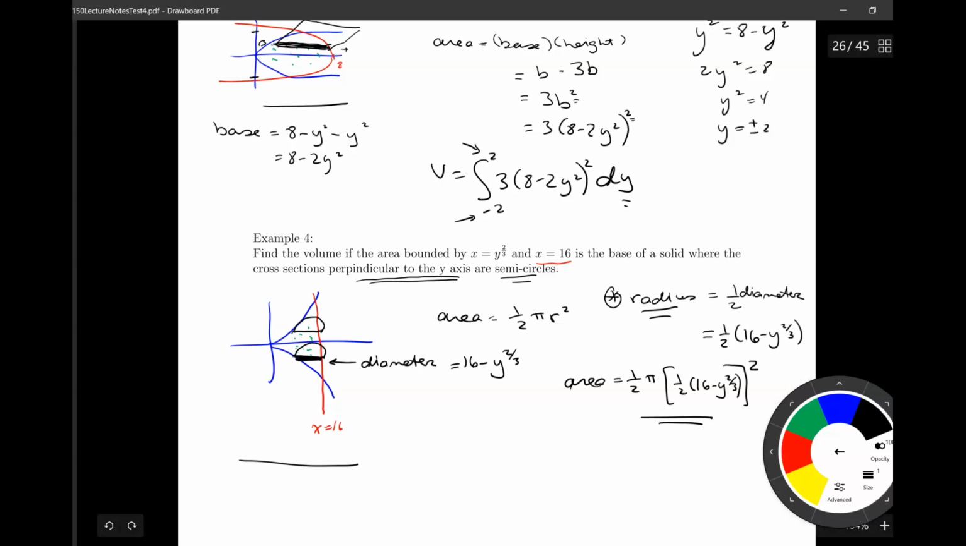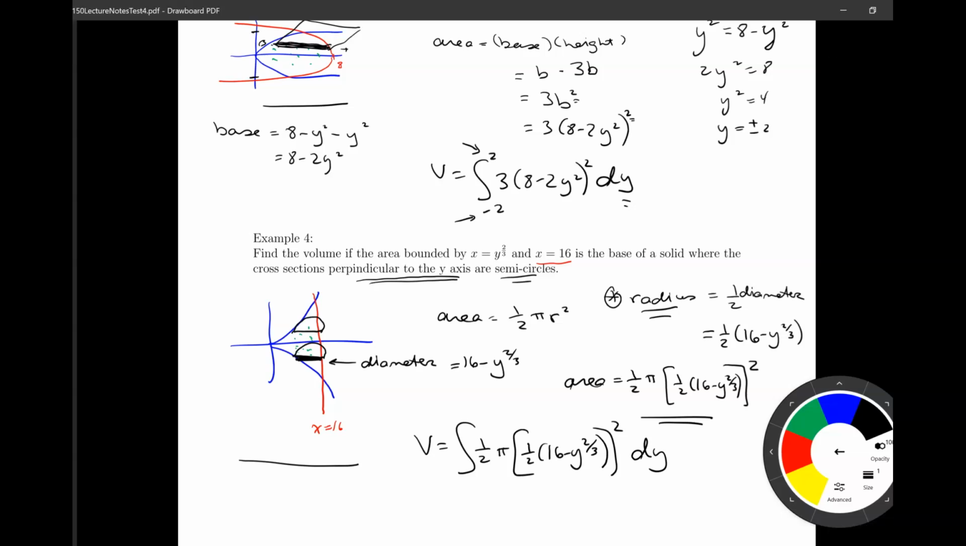So all of this goes into the integral to find the volume. So 1/2 pi, 1/2, 16 minus y to the 2/3, all squared, dy.